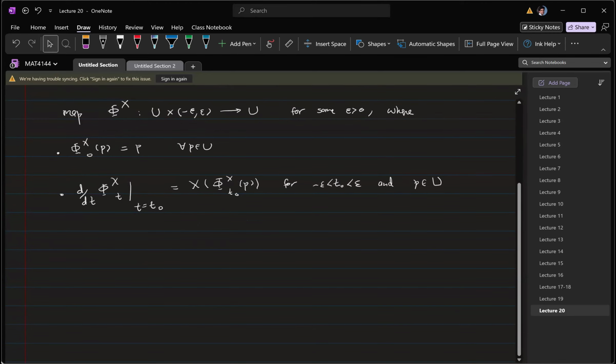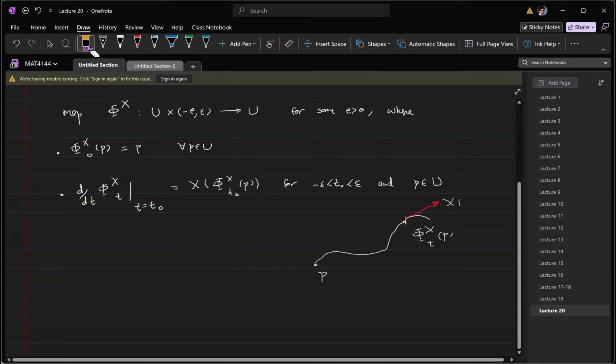Okay. So as t varies, if you start from P, you see this curve. This is phi upper X t of P. At any time t, you will be at some point on this path. And the derivative will describe the tangent, given by the tangent vector. So it describes the velocity and direction of movement at that point. Well, not XP, sorry about that. This is really X of the point, so X of phi X t of P.